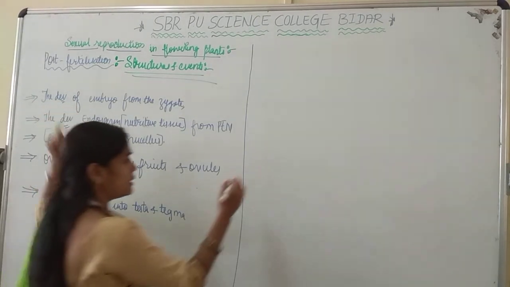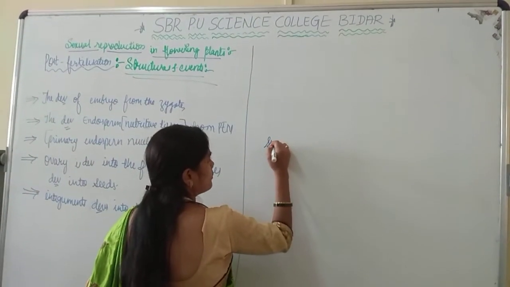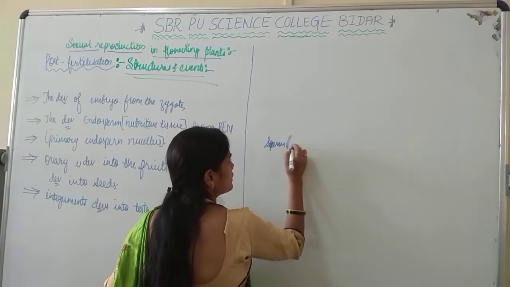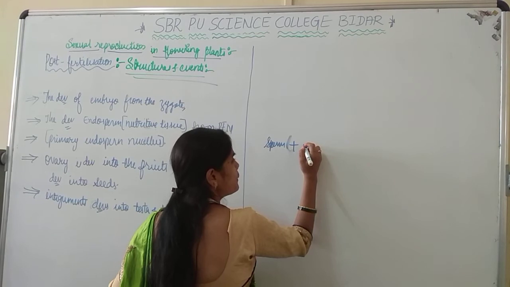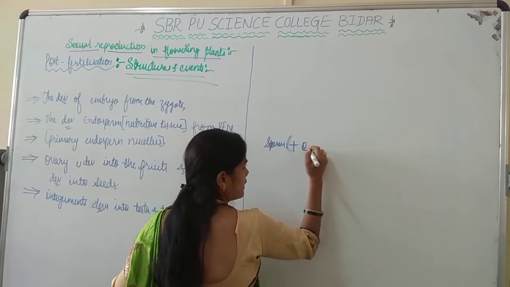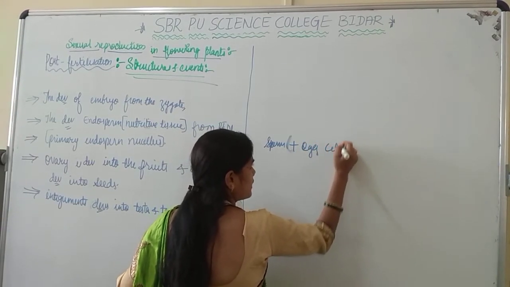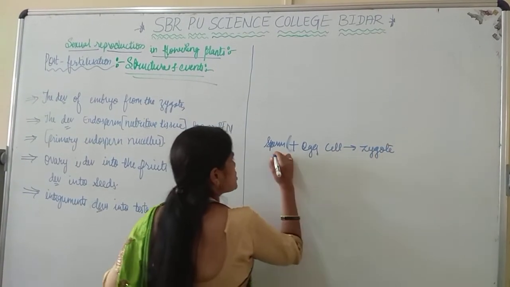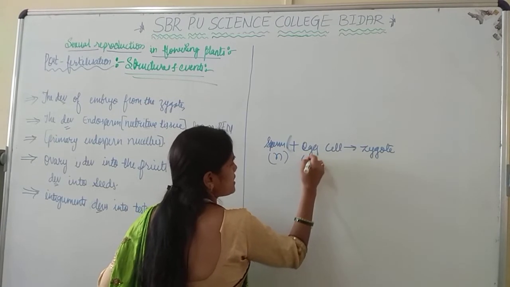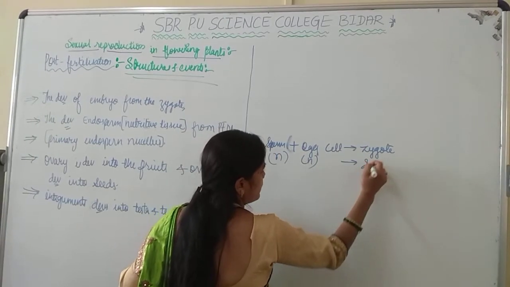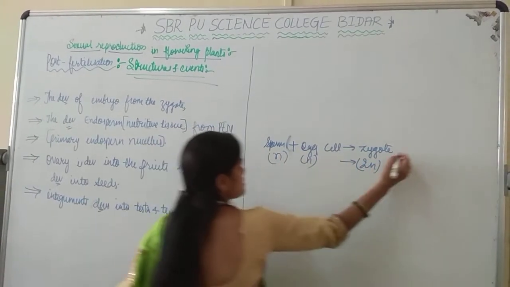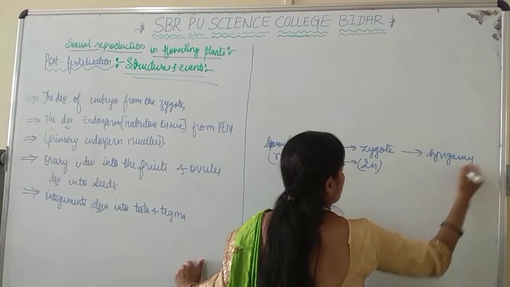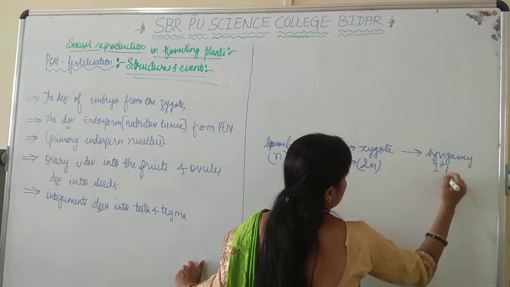Do you remember? One sperm combines with the egg cell, forming the zygote. The sperm is haploid, the ovum is haploid, so the zygote is diploid. This is the syngamy process in double fertilization, which is the first fertilization.